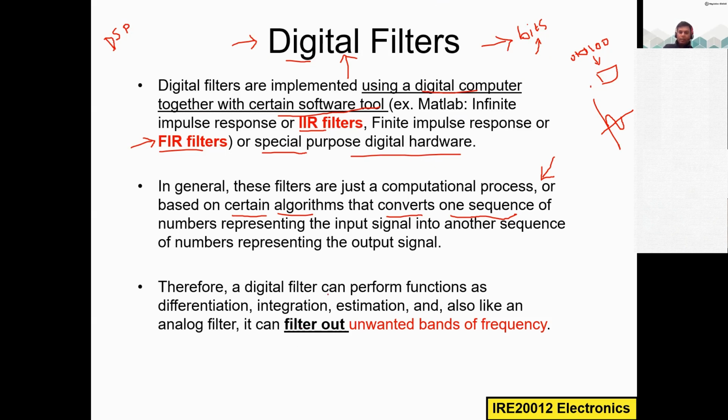Okay, so a digital filter can perform functions such as differentiation, integration, estimation, and so on. It can also filter out unwanted bands of frequency. So it can also perform a filtration operation. You can get selective signal frequencies at the output. But it really depends upon the application where you are going to use it. You can select which filter you want to implement. But generally, this is what a digital filter is.